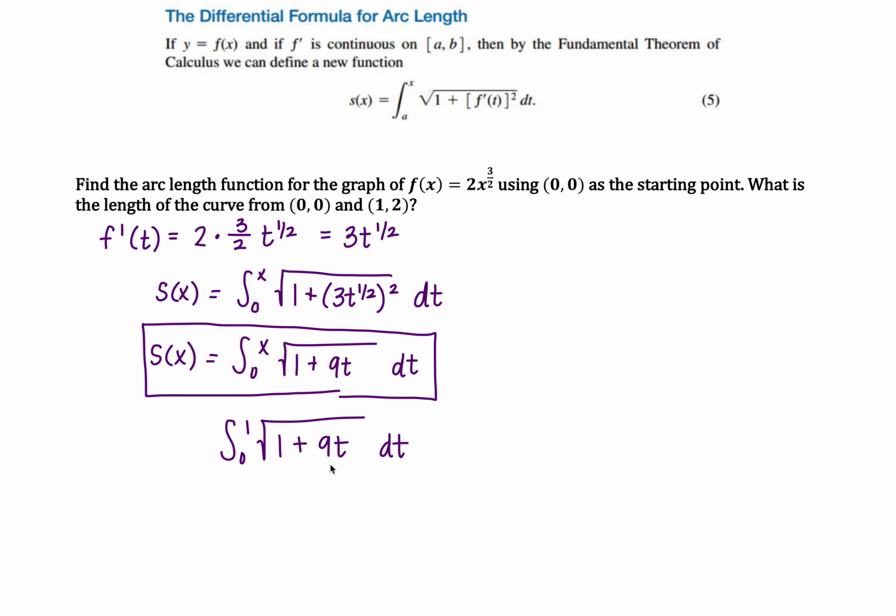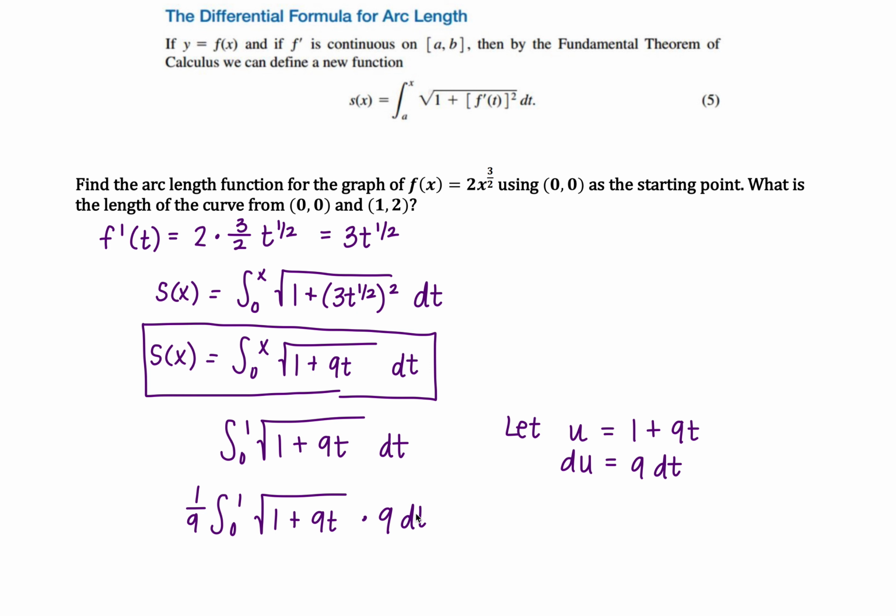I'm going to use a u substitution here. I'm going to let u equal 1 plus 9t. Then du will be 9 dt. I do not currently have a 9 inside of here, but I can put one in by putting a 1/9 in front. So I could write this 1/9, the integral from 0 to 1 of the square root of 1 plus 9t times 9 dt.